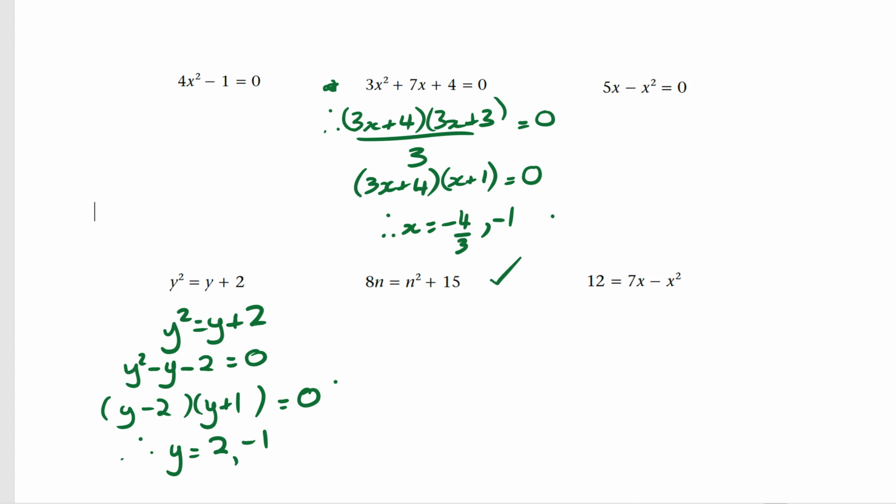Same sort of technique here and here. We just take things to one side of the equation, get our quadratic, and find the values which make it equal to 0.